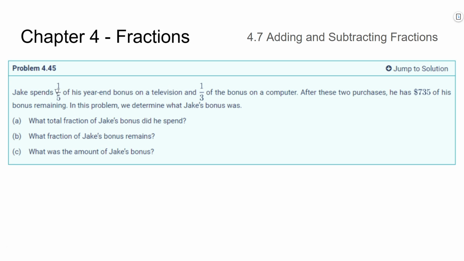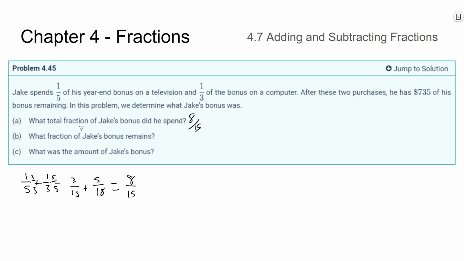Well, if we want to get the total fraction, we have to add together these two fractions, right? So let's do 1/5 plus 1/3. Well, let's make a common denominator. So let's say it's times 3 over 3 and times 5 over 5. That becomes 3 over 15 plus 5 over 15 equals 8 over 15. So that's the answer to this part here, 8 over 15.